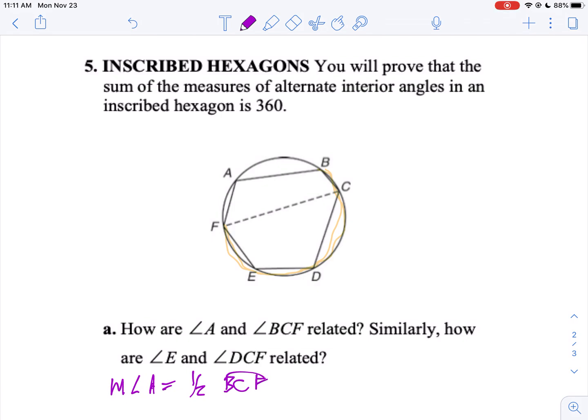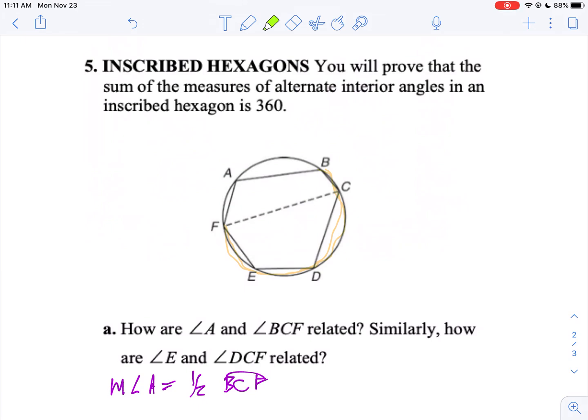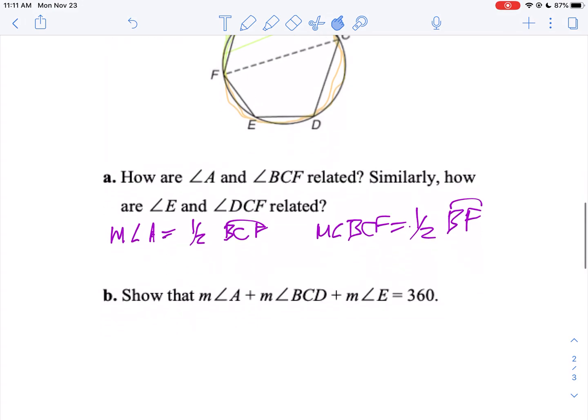Let's do the same thing for angle BCF then. If I look at angle BCF, that is going to be half of arc BF. So the measure of angle BCF is 1/2 of arc BF. Well, notice if we add those two arcs together, it's the whole circle. So in other words, I'm going to write it down below.